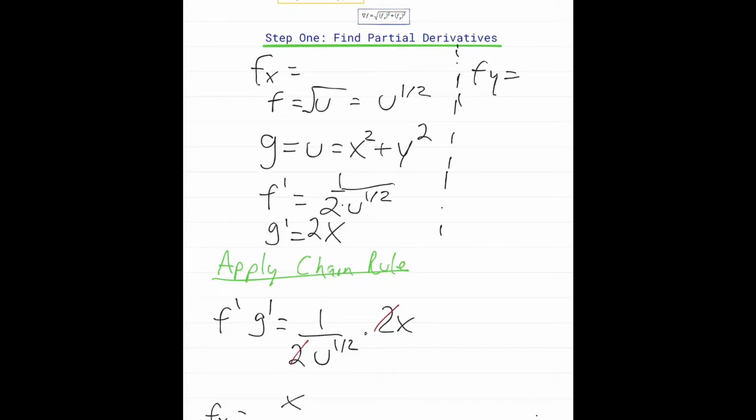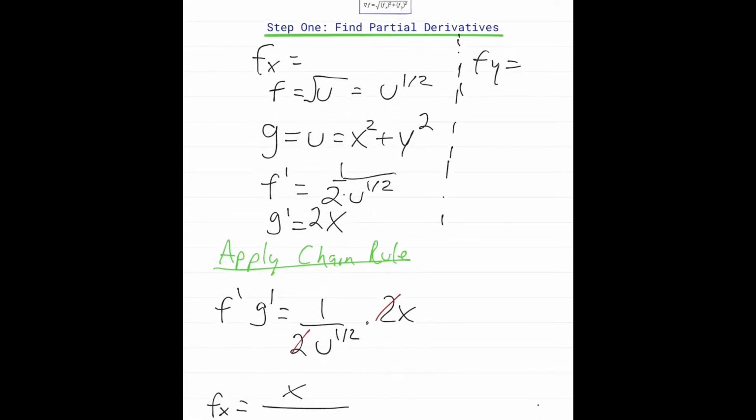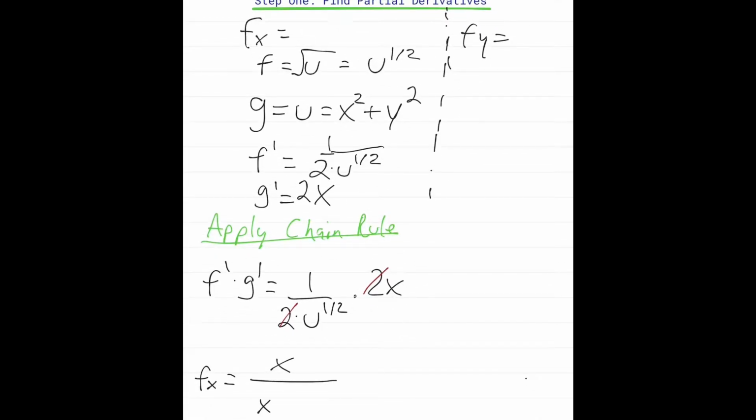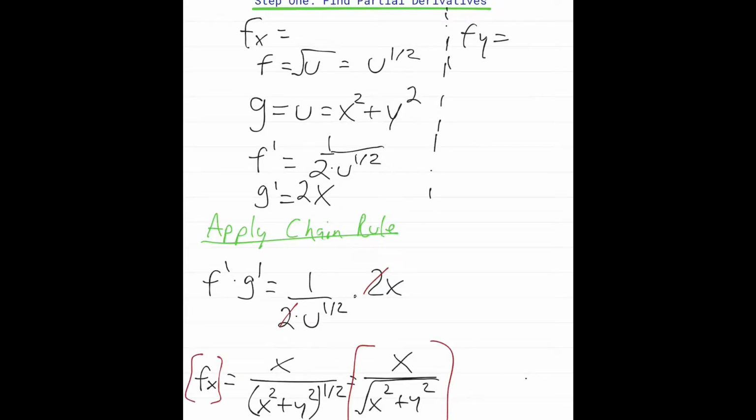What are we left with? Our partial x is equal to x divided by (x squared plus y squared) to the 1/2. Now that we have it, we're going to rewrite it in radical form. If you're in Cal 3, you should understand that the 1/2 power is the same thing as a radical. So that's x divided by the square root of x squared plus y squared. That's our partial x.